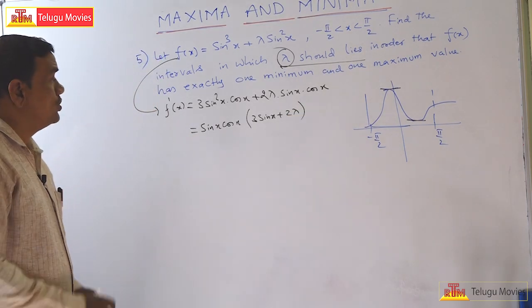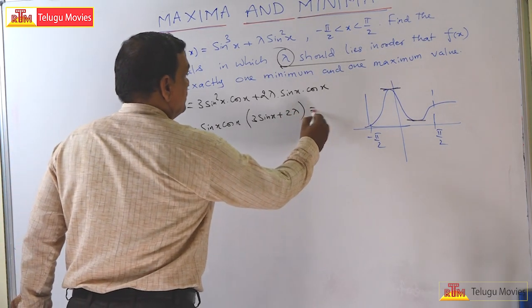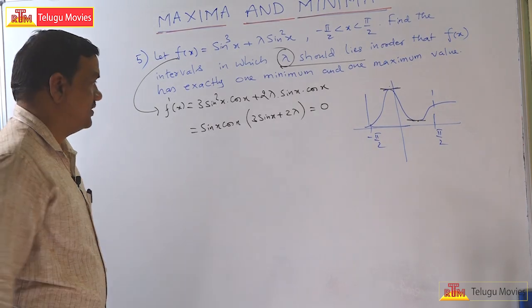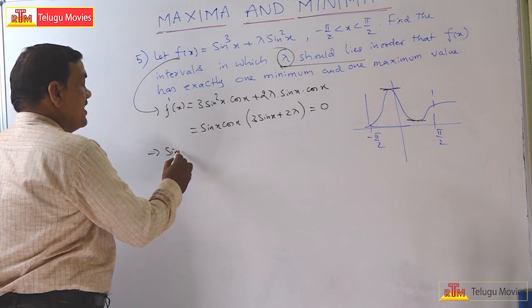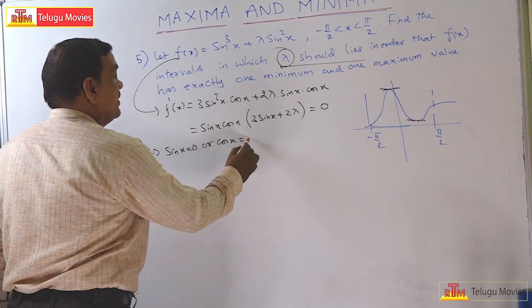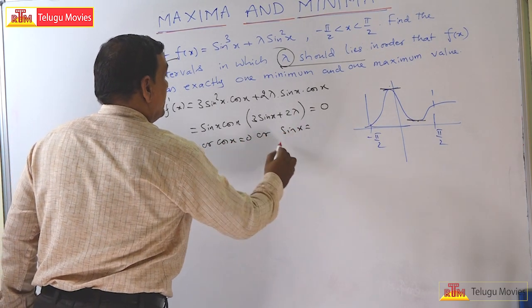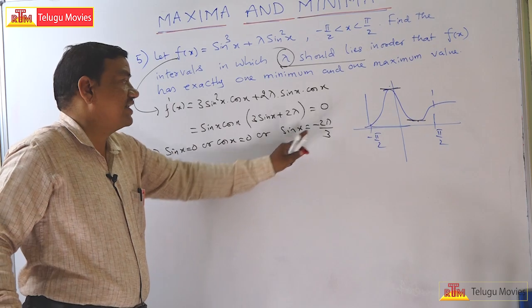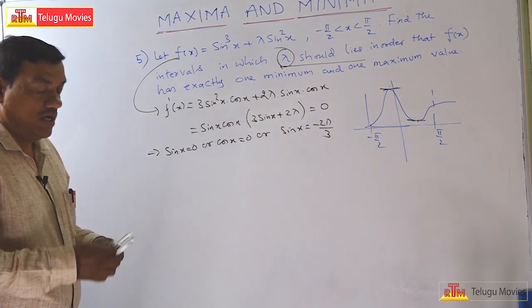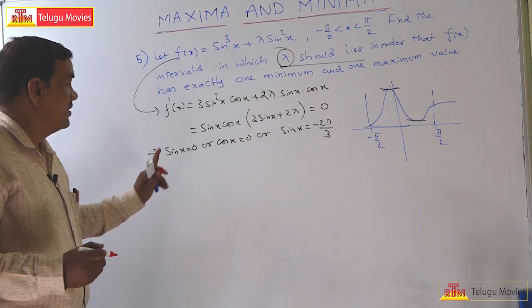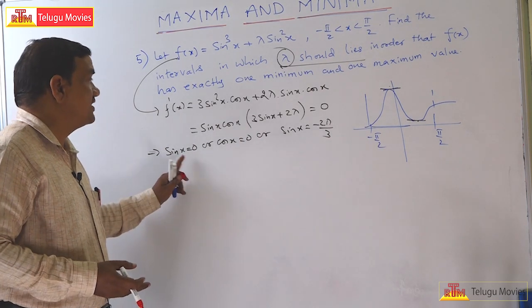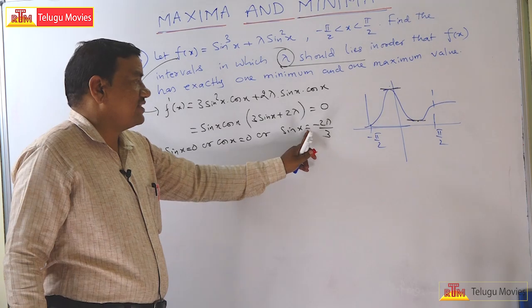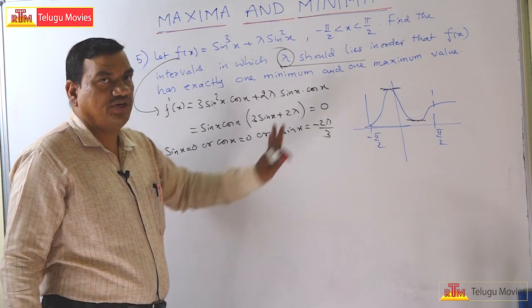Now, for maxima and minima, f dash of x is equal to 0, since the tangents are parallel to the x axis. Therefore, either sin x should be equal to 0, or cos x should be equal to 0, or 3 sin x plus 2 lambda is equal to 0, therefore sin x is equal to minus 2 lambda by 3. If sin x is equal to 0, then x is equal to 0 in the interval minus pi by 2 to plus pi by 2.